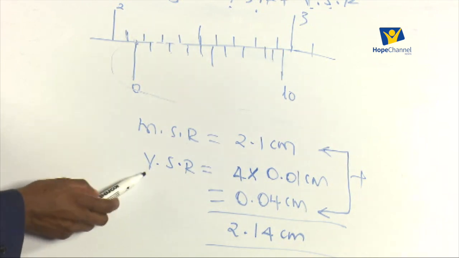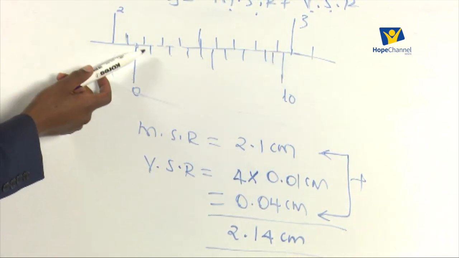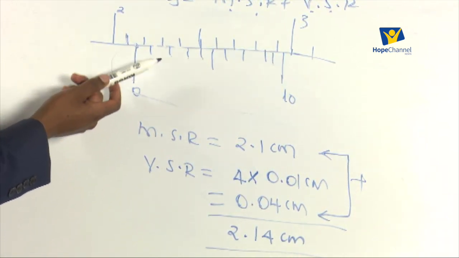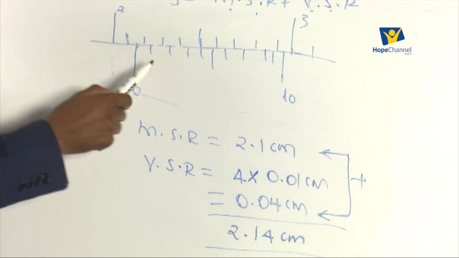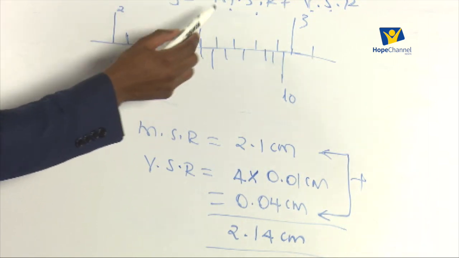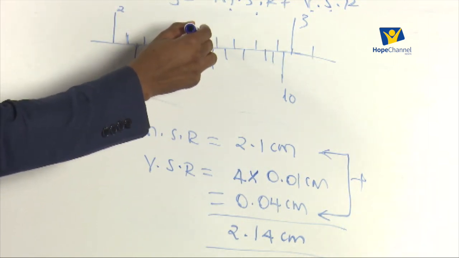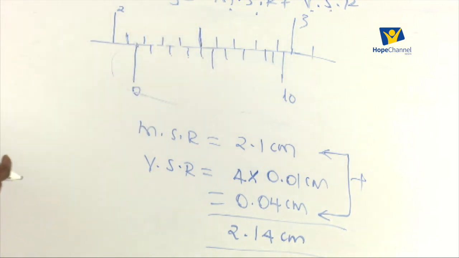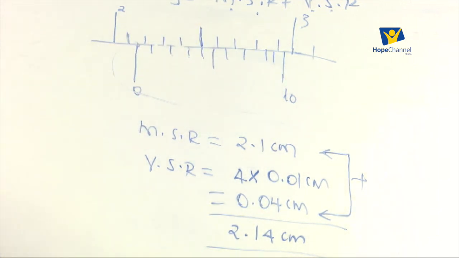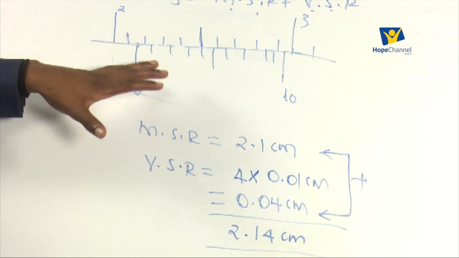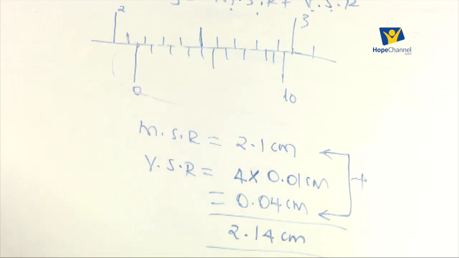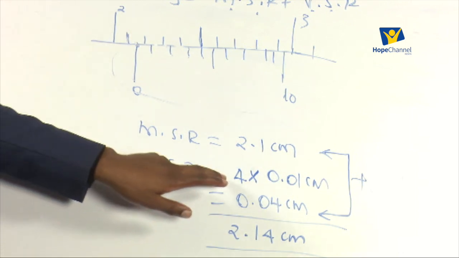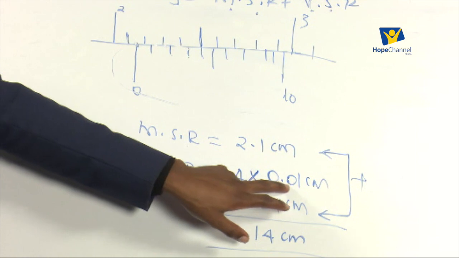But now for the Vernier scale reading, we need a division on that scale that coincides exactly with another mark on the main scale. From experience, usually when you make use of a Vernier calipers, there will be that point. There could be one or more points that will be coinciding exactly with another point on the main scale. So for the Vernier scale, we take that point, but that point will be subjected to the least count.